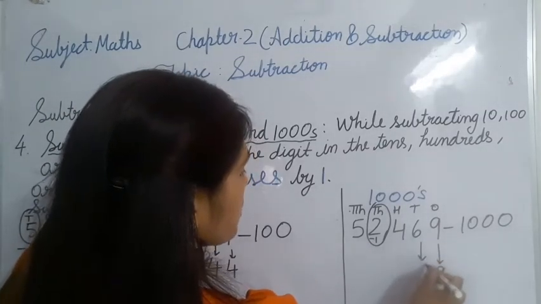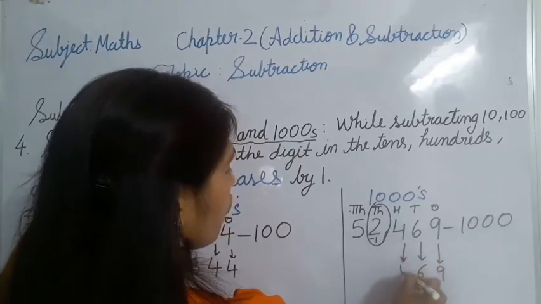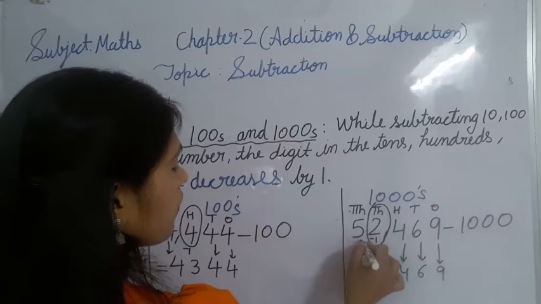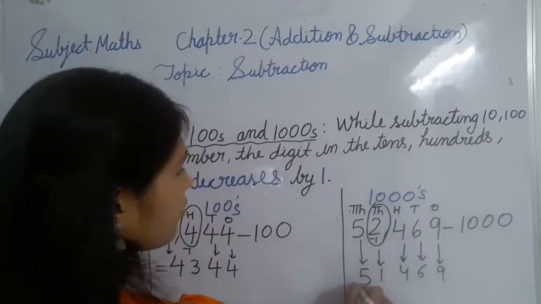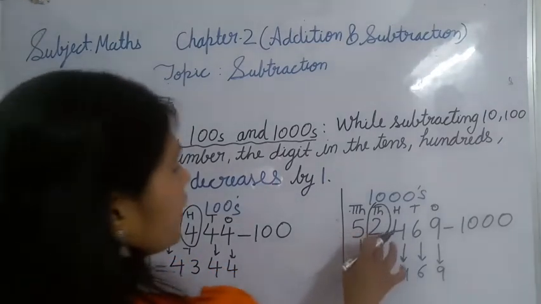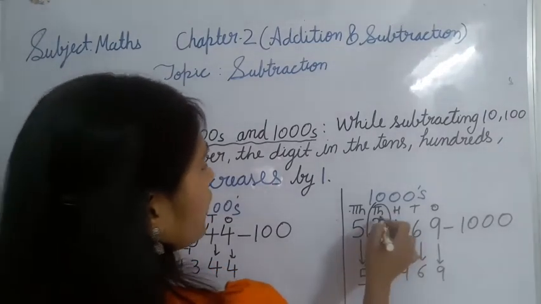And the rest of the digits will be the same: 9, 6, 4. Here what will come in place of 2? 1 will come. And 5. Okay. Clear? Got this? But what happens if in this place we have 0?